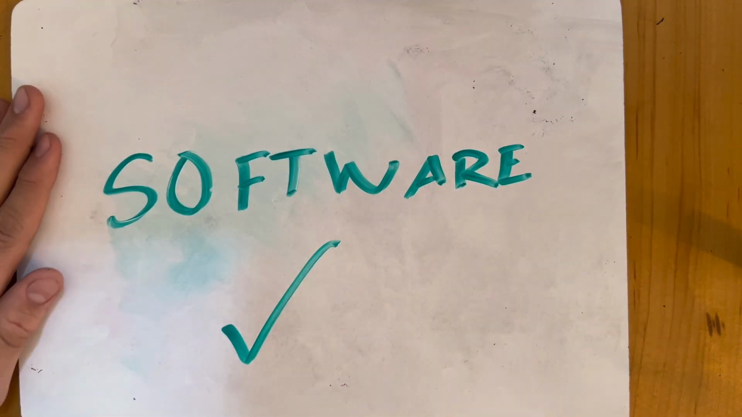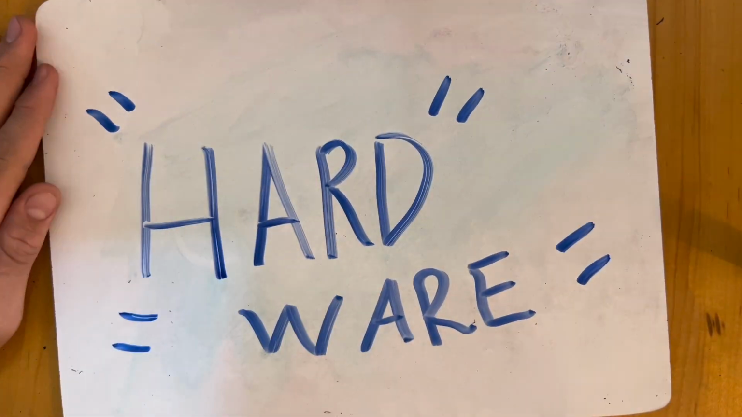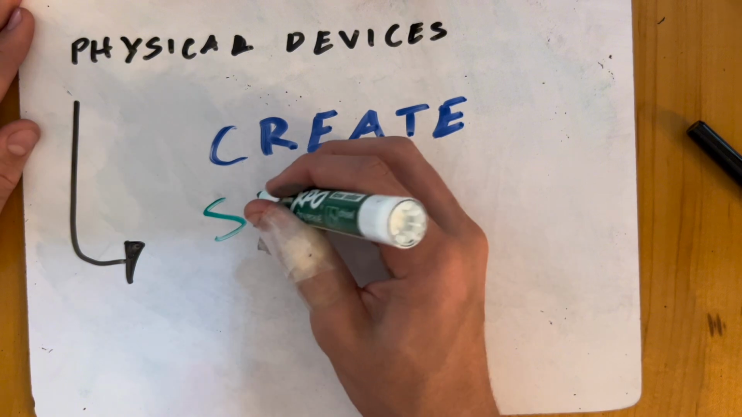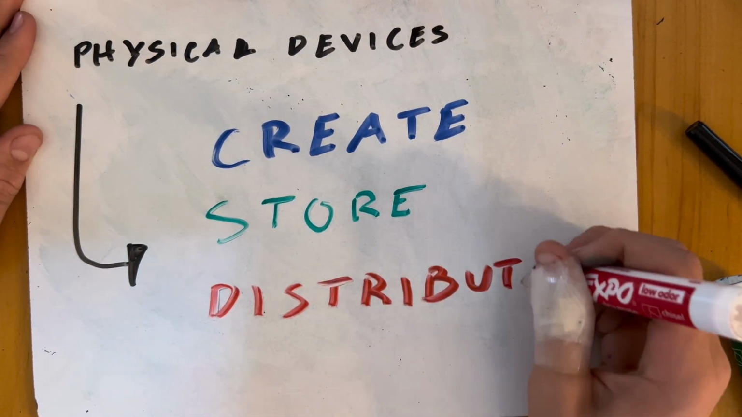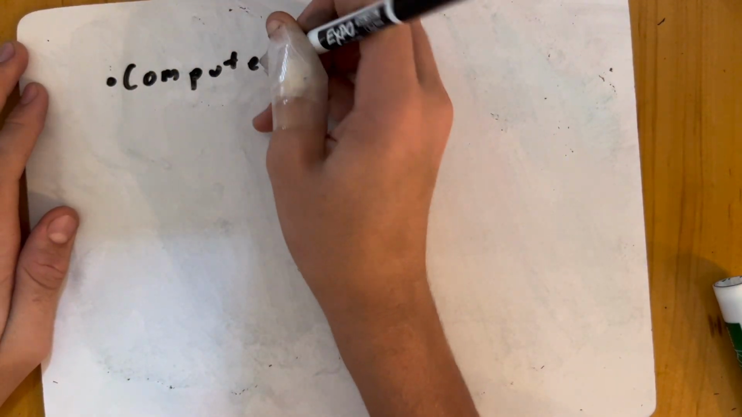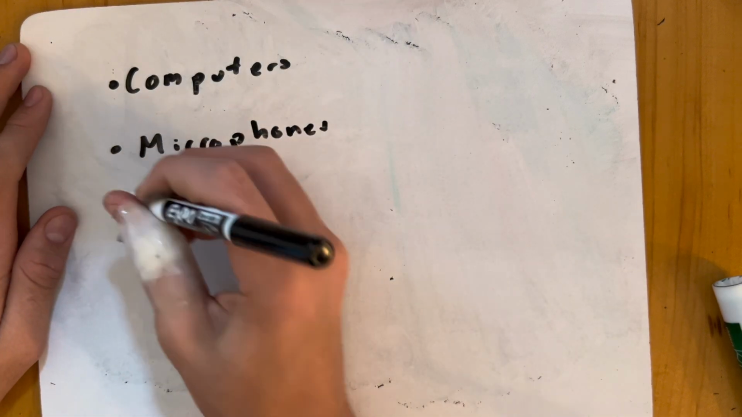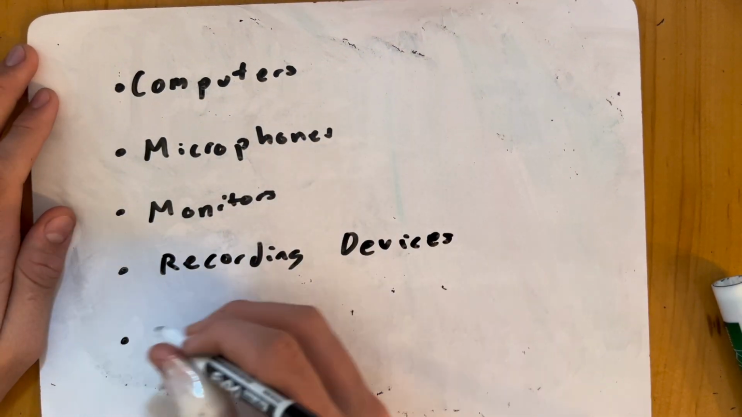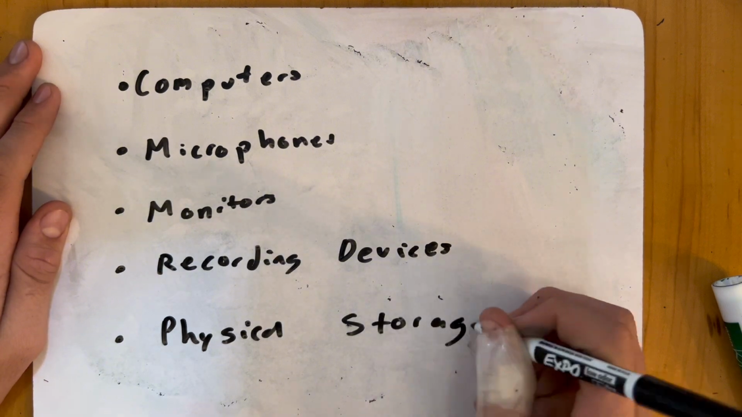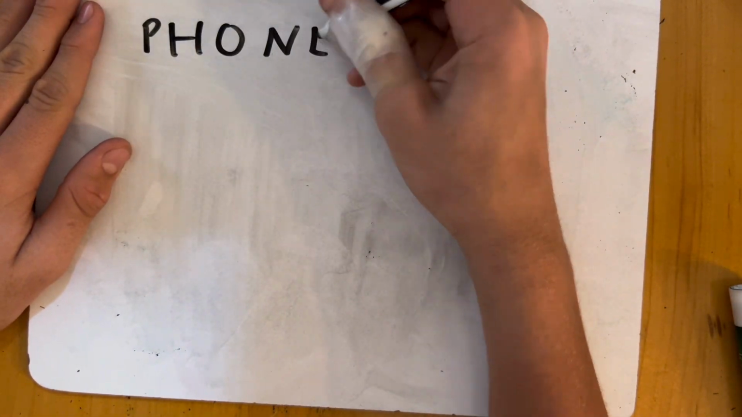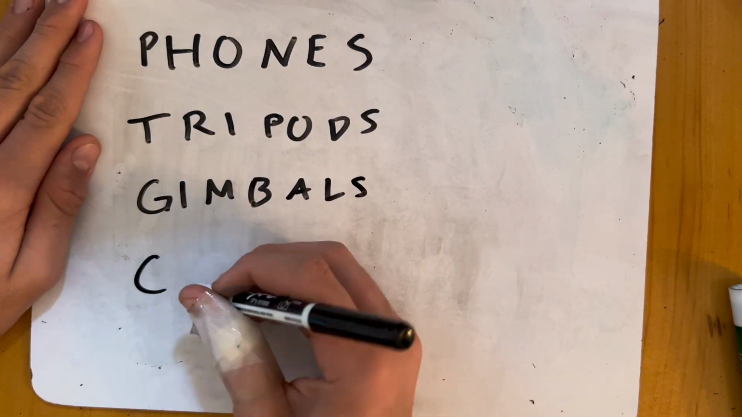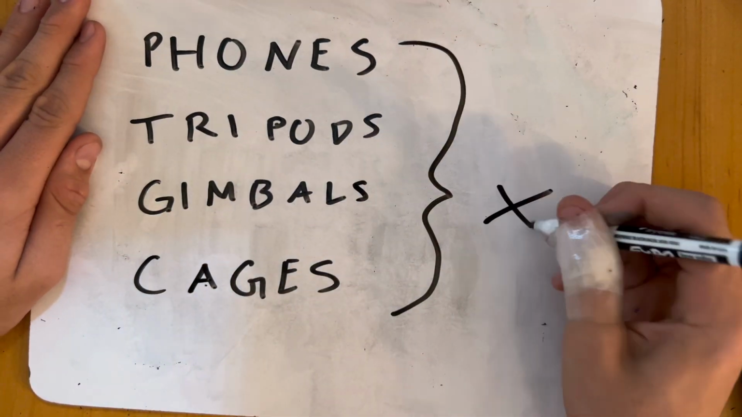Now that we've discussed software, it's time to talk about the different hardwares used for my film. In media studies, hardwares refer to the physical devices used to create, store, and distribute media content. This may include cameras, microphones, monitors, computers, recording devices, and other physical storage mediums like DVDs or hard drives. Some of the hardware I personally used included phones, tripods, gimbals, and cages. All of these had unique capabilities and helped me perfect my movie.